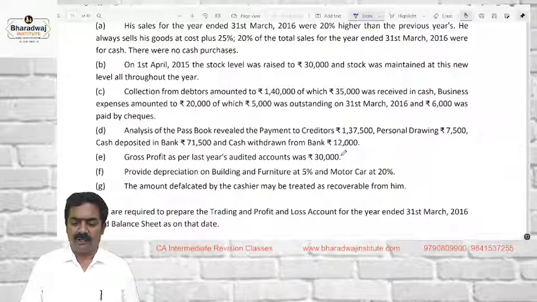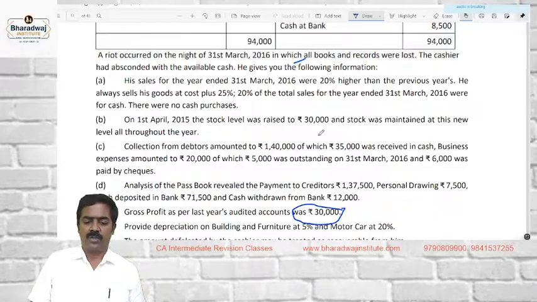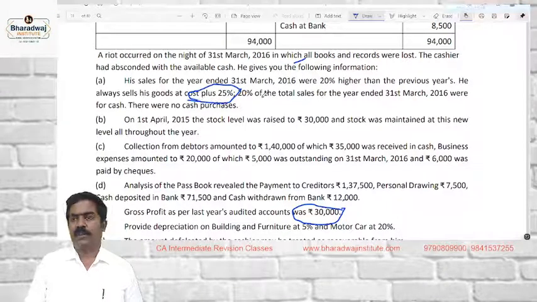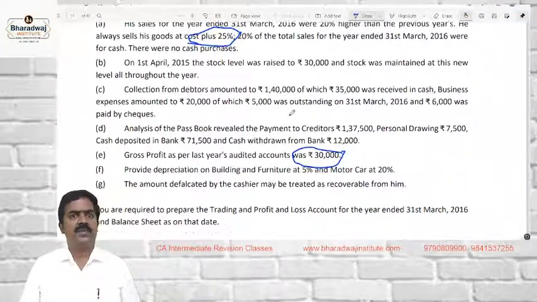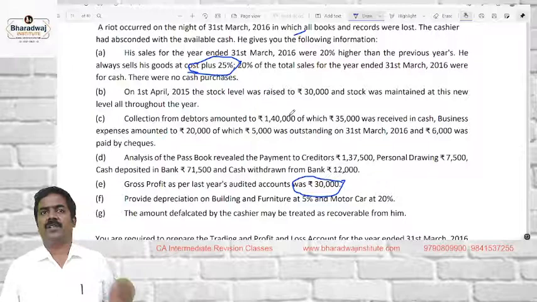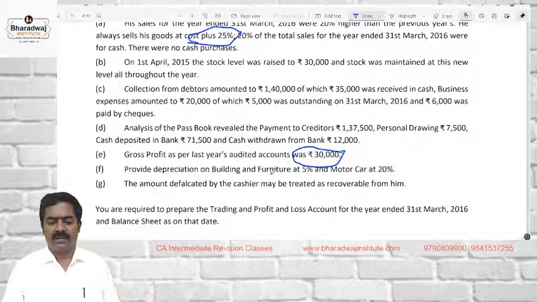Okay. We are given which one? Gross profit of which year? Last year, based on profit ratio. What is the profit ratio? Cost plus 25% is given. Using this, we have to find out what is the sales of the last year. That last year sales plus 20% higher will give which one? Current year sales, like that it is given.